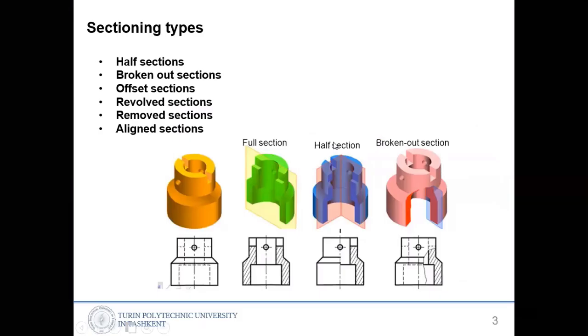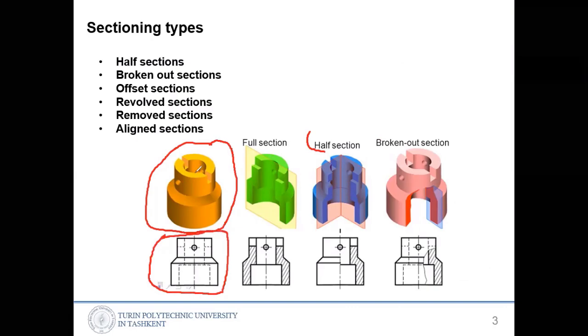Okay, next. There are types of sectioning. The first one is half sections. A half section is similar to this one. So the full part, without any sectioning, is given initially like this in 3D space. And in the drawing, we draw it this way.